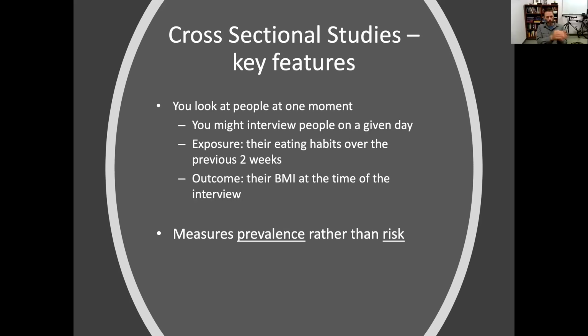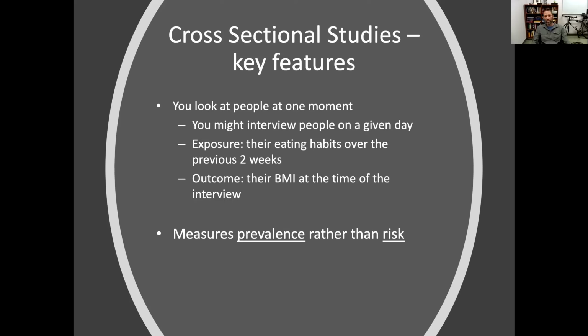Risk is whether a group of people who don't have this factor develop this factor over a certain period of time. So let's think about heart attacks. Prevalent would be anybody who has had a heart attack in the past. So I go in and I ask somebody, have you had a heart attack in the past? You've got a prevalence of heart attacks in that population.